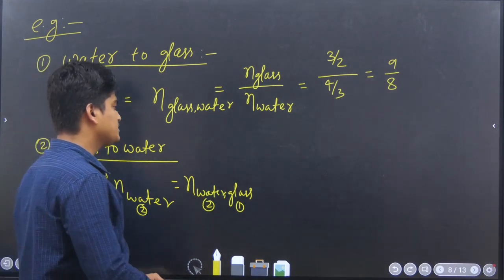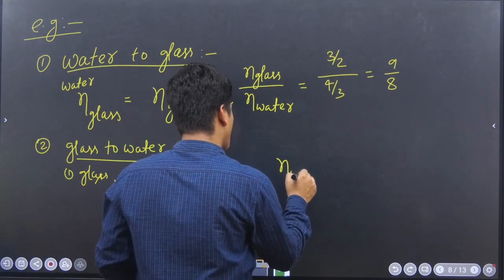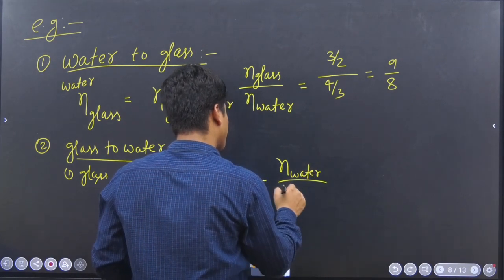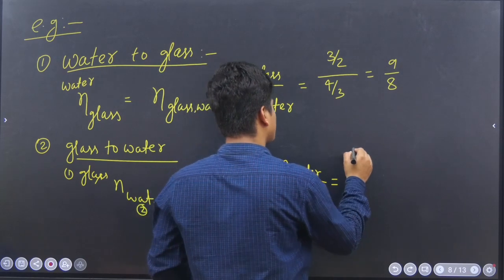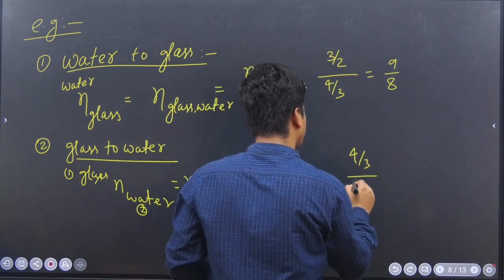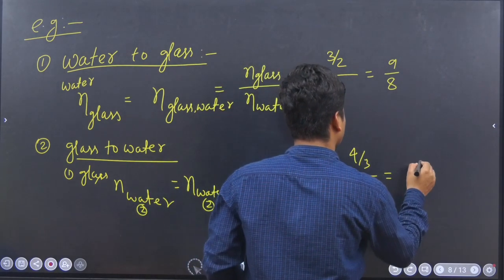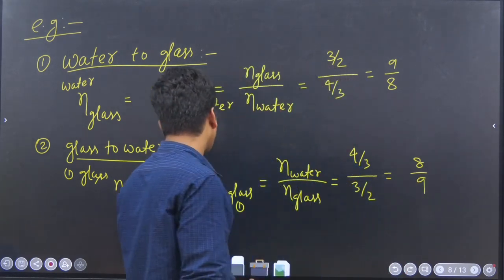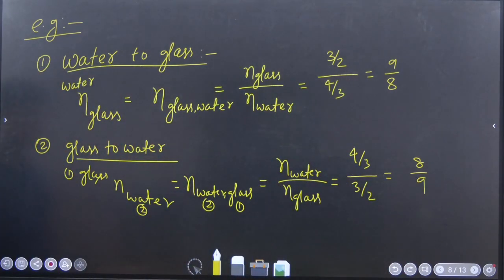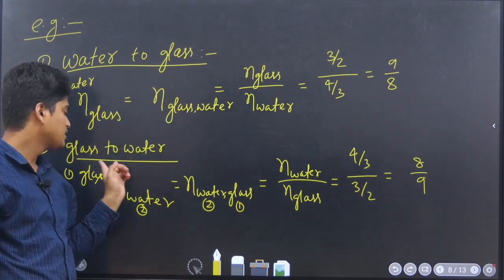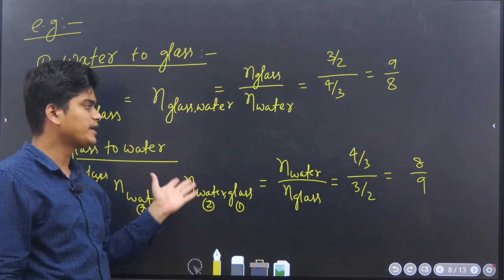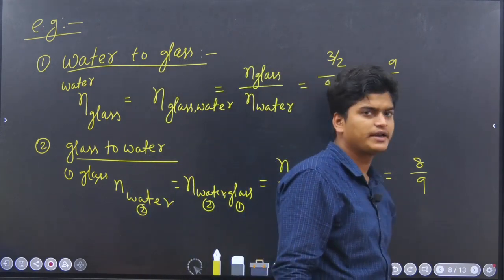Now here what can I write? Now I can write here it is eta water divided by eta glass. So this is nothing but how much? It is 4 by 3 divided by 3 by 2. If you write this, it will come 8 by 9. Or you can also write water to glass is equal to nothing but 1 by glass to water. That also you can tell about this refractive index.